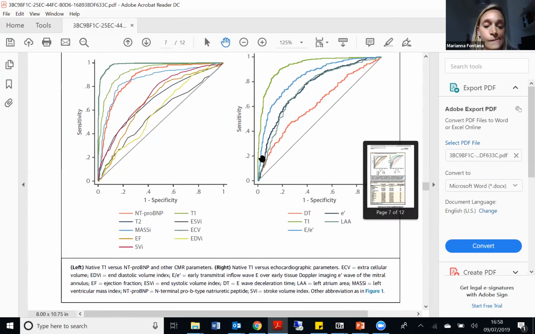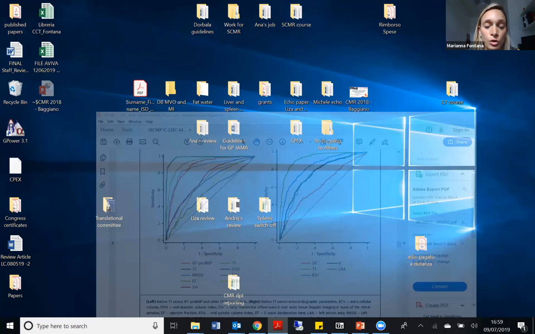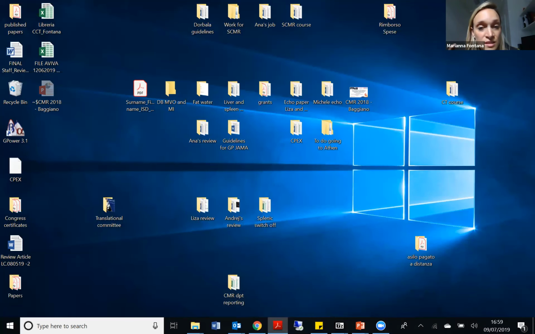So basically, we propose this algorithm that could be used. I agree. Maybe centers that are more confident giving contrast wouldn't use it in all patients, but in centers where contrast would definitely not be given in certain populations, this is actually a very useful algorithm that I think in the future will be more and more used once people become more confident with the technique. Thank you very much.